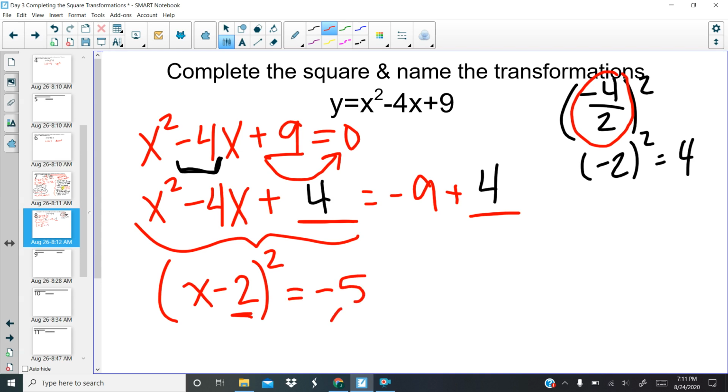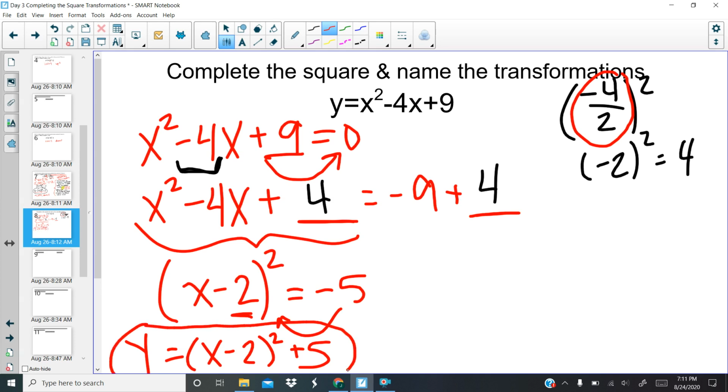And then we're just going to move that last constant back over. And so we would have x minus 2 squared plus 5, and that would be our new equation. And then you can tell from that the transformations. The minus 2 on the inside means that it moved right 2, and then the plus 5 means that it moved up 5.